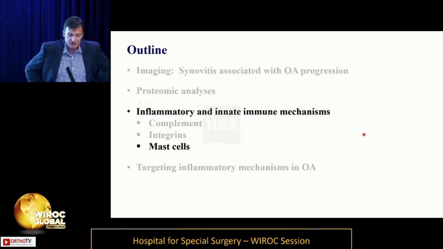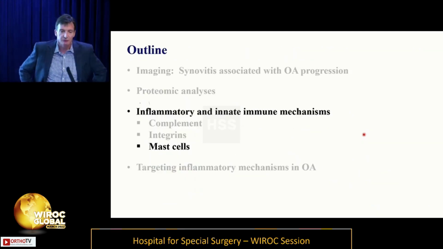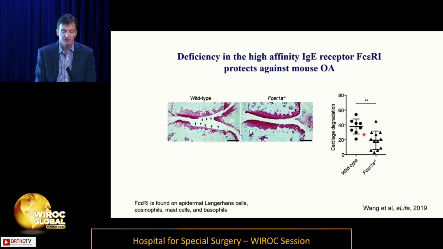So I want to spend the rest of my time talking about mast cells. And this arose due to our initial proteomic survey, in which we found evidence of immune cell activation and perhaps Fc activation. And that led us to choose different Fc receptor deficient mice to do our OA screen in. We're just taking different knockout mice. We're doing the DMM or destabilization of the medial meniscus mouse model. And lo and behold, we found that FcεR1 alpha deficient mice are protected.